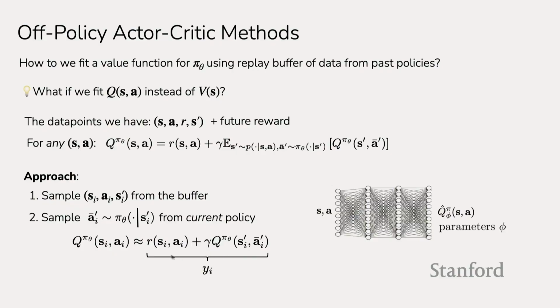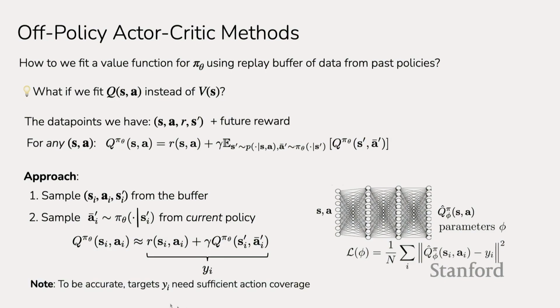And so, just to finish this slide and then come back to that point, we'll be using R plus gamma times Q as our label. Then we can use supervised learning, passing the state and action as input to a neural network, and try to output this label right here. And again, we can use a similar L2 error between our prediction and the target, just like with the value function. To be accurate, these targets Y need to have sufficient action coverage, and the action taken from your policy can't be wildly out of distribution. Otherwise, these targets will be inaccurate.